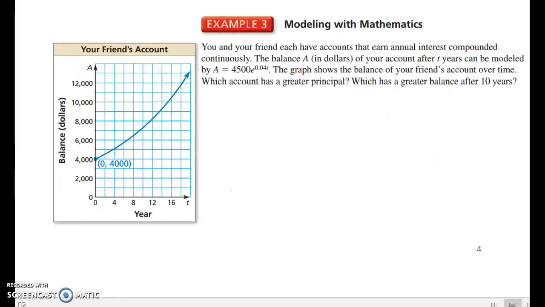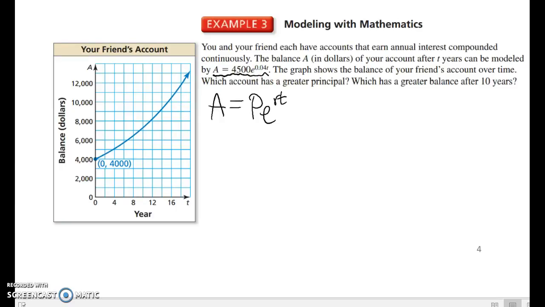Now go to Example 3, where we have a word problem. It says you and your friend each have accounts that earn annual interest compounded continuously. We're going to learn what that means. Compounded continuously means you have an equation that's A equals capital P e to the RT power. Pert. I don't know if we say it like that, but so we have A equals P e to the RT. They give you the formula right here.